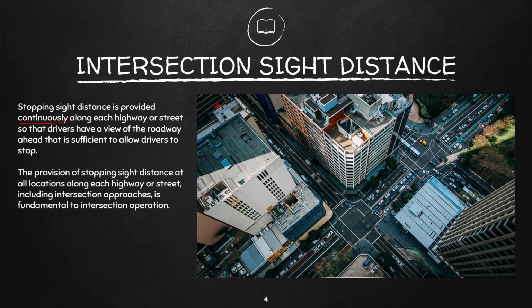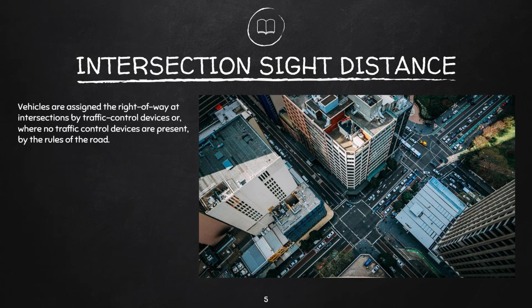Okay, let me underline this one. The provision of stopping sight distance at all locations along each highway or street, including intersection approaches, is fundamental to intersection operation. Vehicles are assigned the right of way at intersections by traffic control devices or, where no traffic control devices are present, by the rules of the road. So I have mentioned not all of the intersections have traffic control devices. So we give the right of way to vehicles by providing traffic control devices or by using the rules of the road.